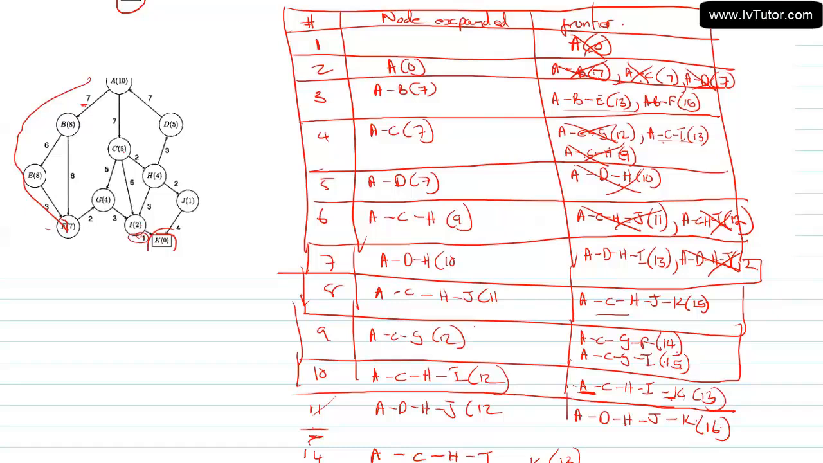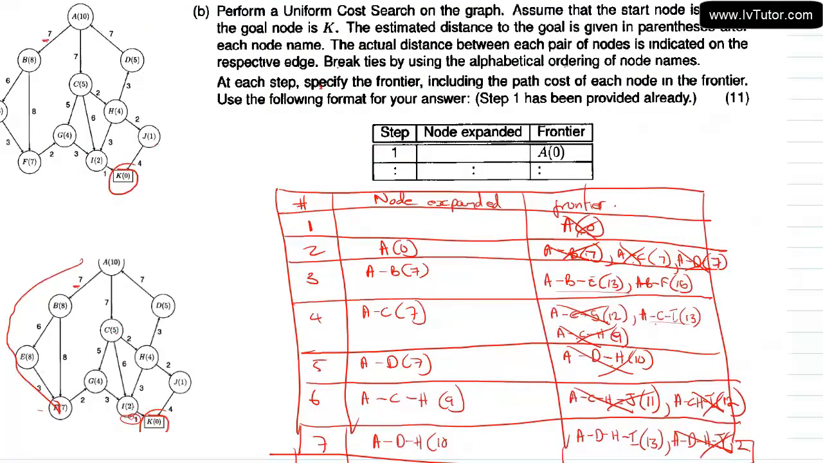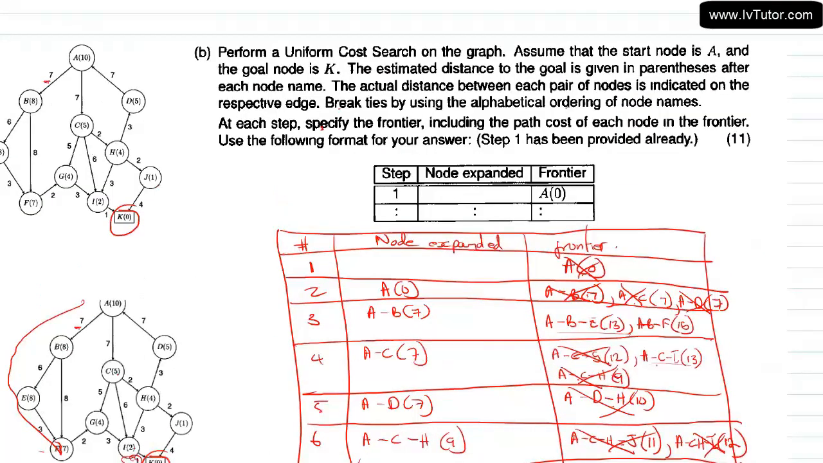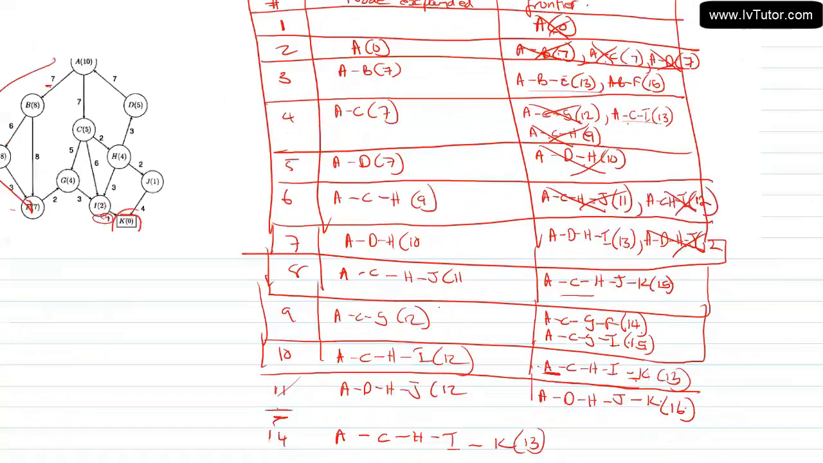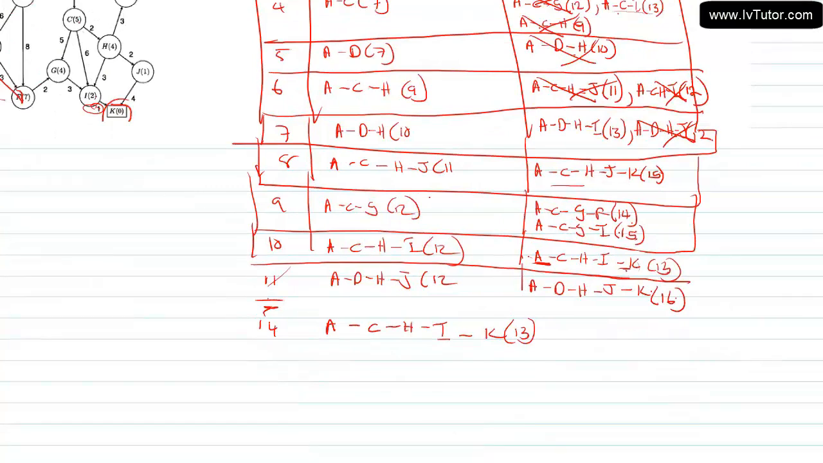So these are uninformed search strategies. Next, we need to look at informed search strategies, which will be the focus for next week. If you have no other questions, okay. Are we expected to draw this table, or do we need to write only the solution? You have to draw this table because they say at each step specify the frontier, including the path cost of each node in the frontier. Use the format given. So you have to do this table. Normally, in the other one, they were just saying list. But here they're saying follow this format.